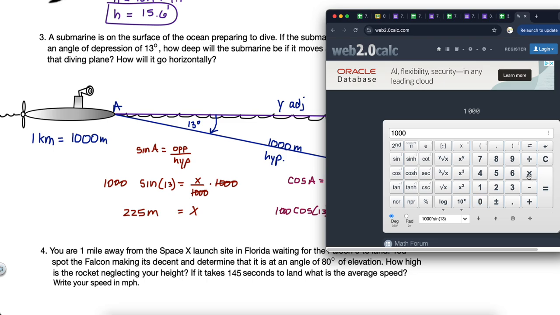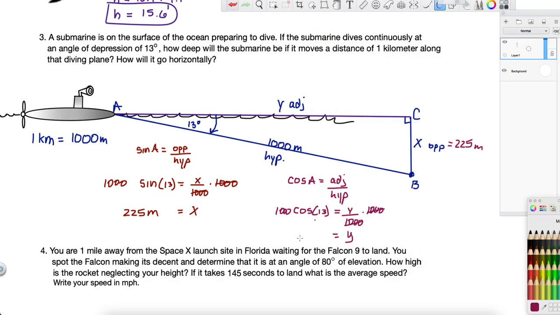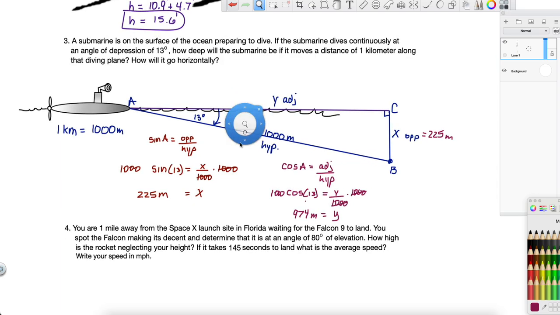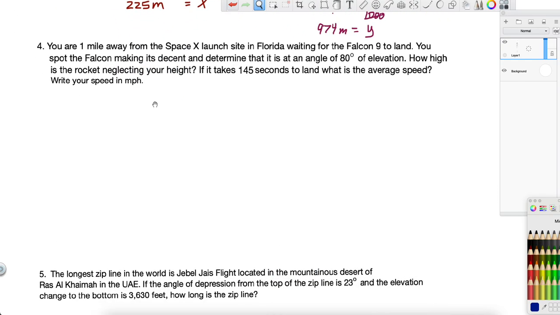1,000 times the cosine of 13. Okay, 974, rounding, yep, 974. So 974 meters. And the submarine problem is done. Okay, that time we did have to use sine and cosine. I did say we mostly use tangent, but that problem we had to use some different ones.